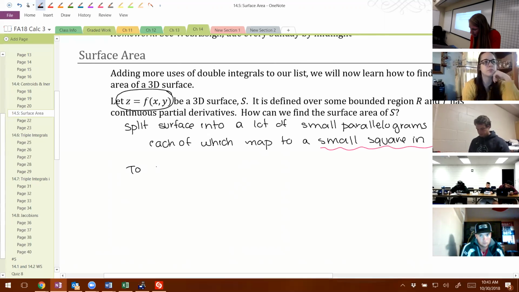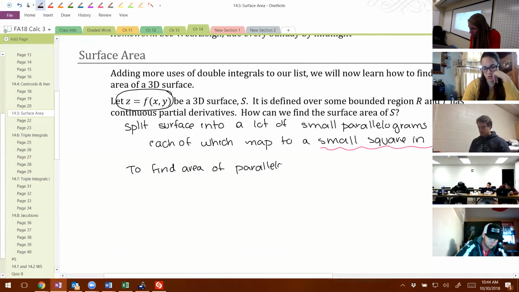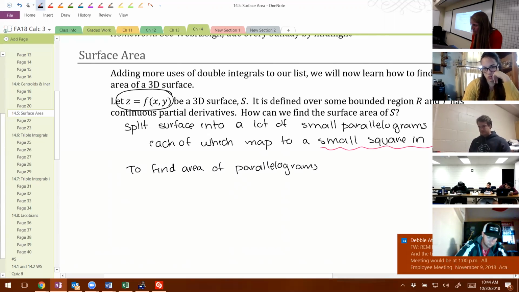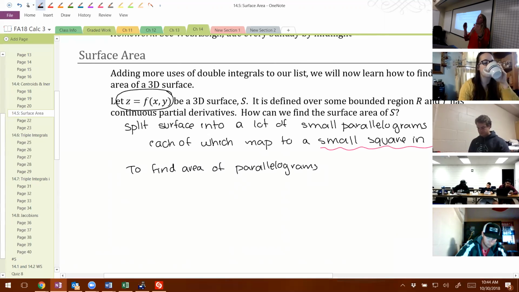So to find the area of parallelograms, which is really what we care about, we want to add together those parallelograms. A small square, we don't care about adding together. We'll just use that to fix our notation later on. But finally, our parallelograms, which is really what we care about, because the sum of all those is going to give us our surface area.